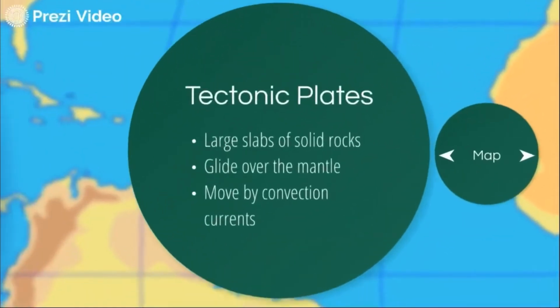The tectonic plates are actually large slabs of solid rock, and they glide over Earth's mantle, which is the rocky inner layer above Earth's core. And these plates move by convection currents.